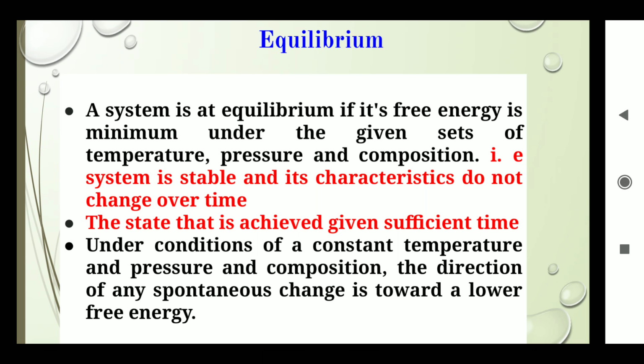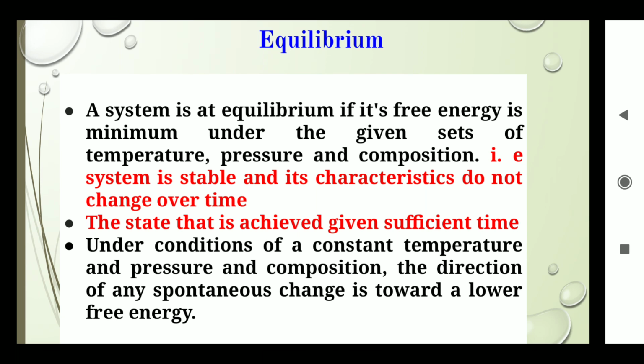First see equilibrium. A system is at equilibrium if its free energy is minimum under the given sets of temperature, pressure and composition. That means the system is stable and its characteristics do not change over time, and the state that is achieved given sufficient time is said to be the equilibrium condition. Under conditions of constant temperature, pressure and composition, the direction of any spontaneous change is towards a lower free energy.